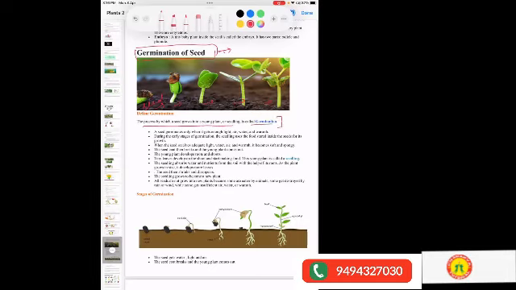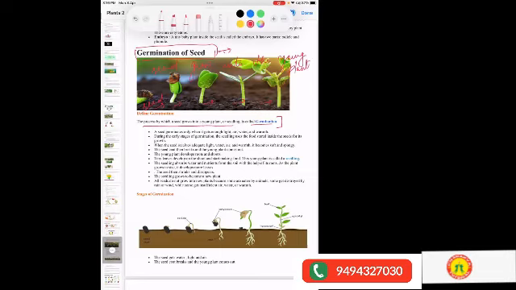So if the question asks, what do you mean by germination? You should write, the process by which a seed grows into a young plant. Very simple, right? The process by which seeds grow into a young plant is called the germination process.